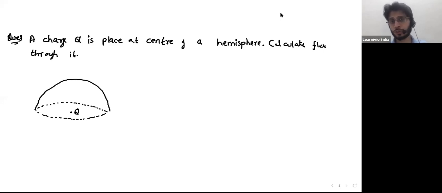Hemisphere is not a closed surface. You cannot use Gauss law directly. Yes, Ahmed, how will you make this a closed surface? This hemisphere is an open surface. How will you make it a closed surface? A symmetrical closed surface? Add another hemisphere. Yes, what we can do is we can add one more hemisphere.